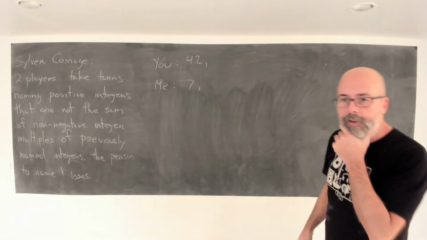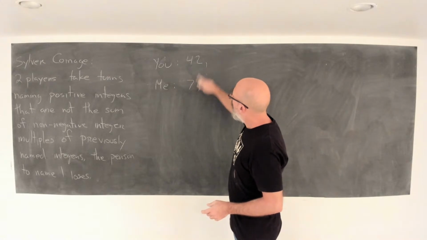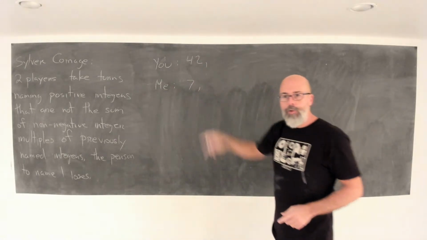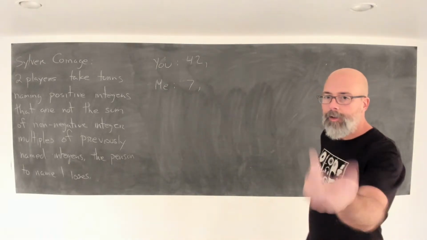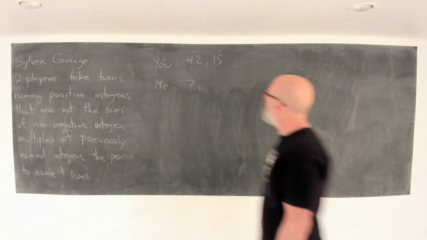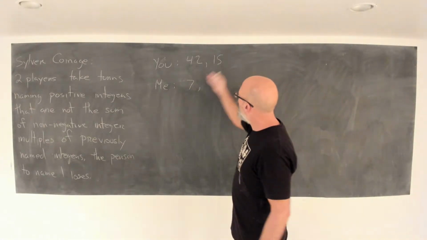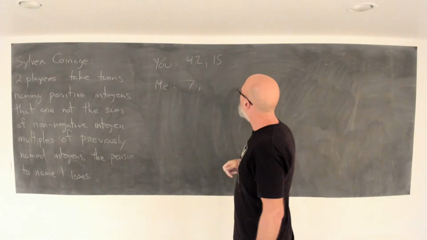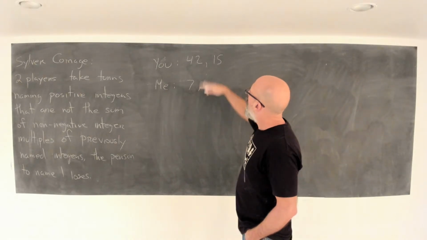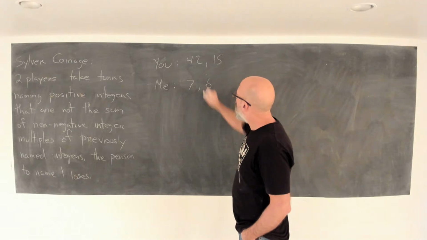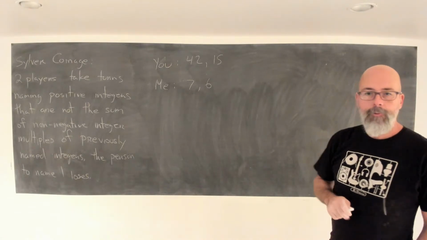Your move. What are you going to choose? As long as it's not a sum of multiples of these two, we're good to go. So 7's gone, 14, 21, 28, 15. 15 is good. And again, as long as I don't choose a multiple of these, I'm good to go as well. Let me go with 6. Back to you.